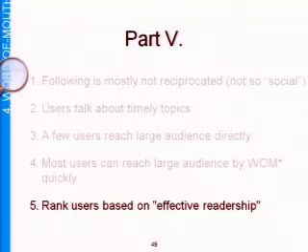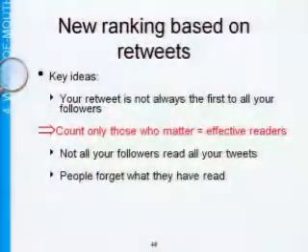So the last part is ranking users on effective readership. I'm just going to give a key idea on the new ranking. So the key idea is your retweets are not always the first to all of your followers. Let's say I tweet about some interesting article yesterday on New York Times Magazine, and G2 retweets my tweet because he finds the New York Times article interesting. But Sangjin also retweets my tweet.